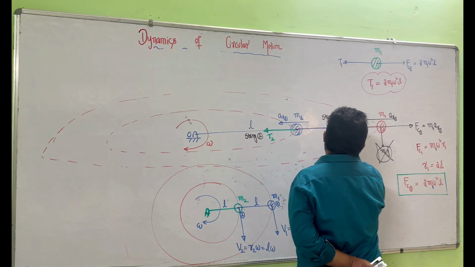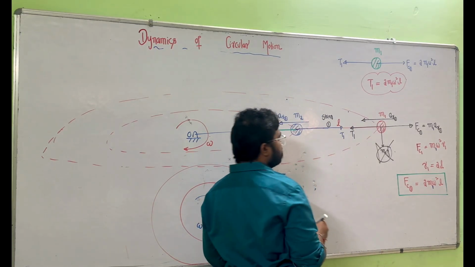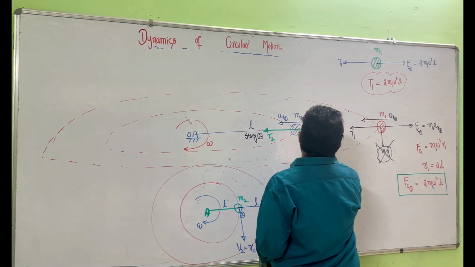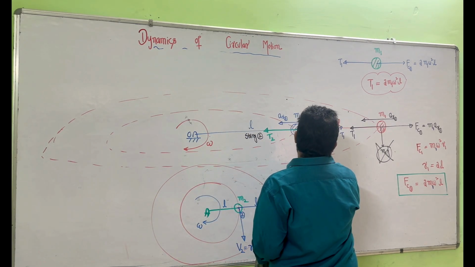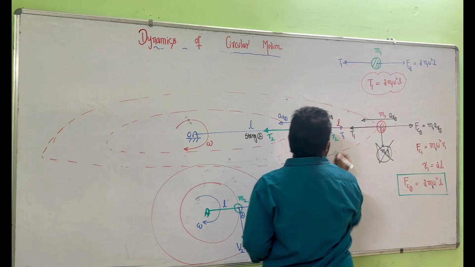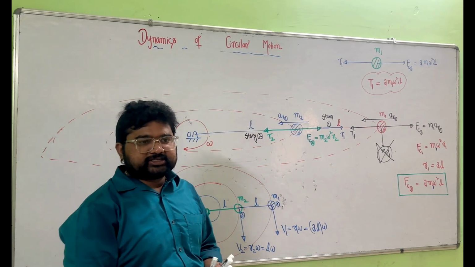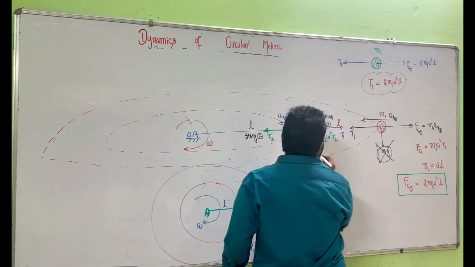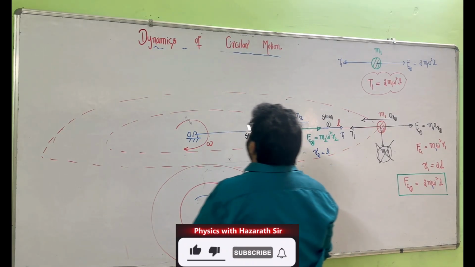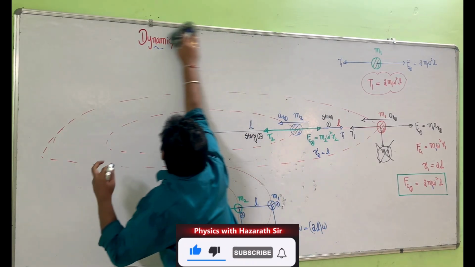So now tell me, tension always pulls the body. That is T1. Centrifugal force acting on this, Fc2 equal to how much? m2 omega square R2. R2 equal to how much? L.